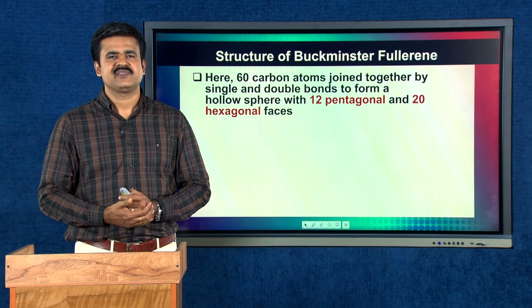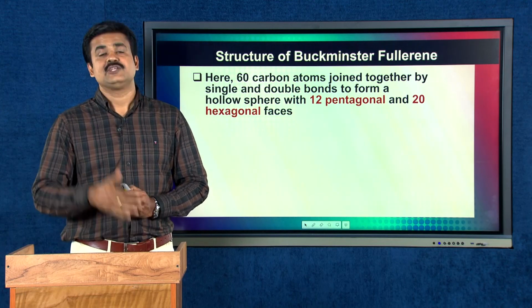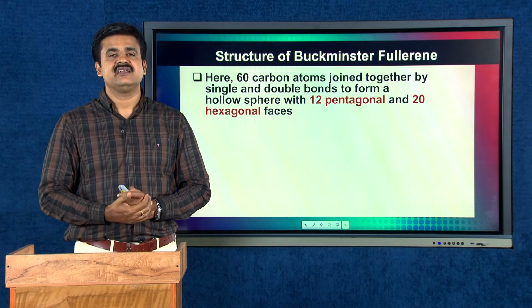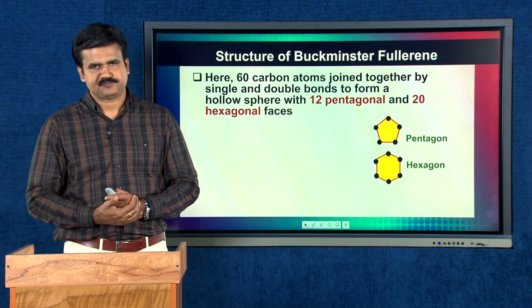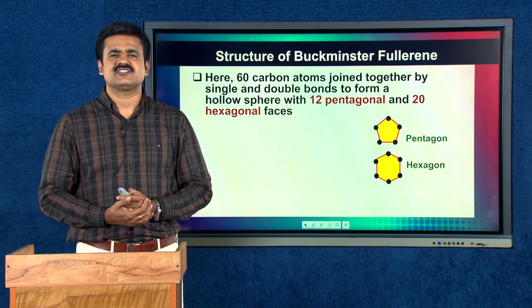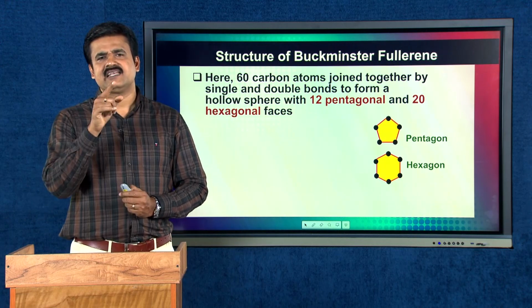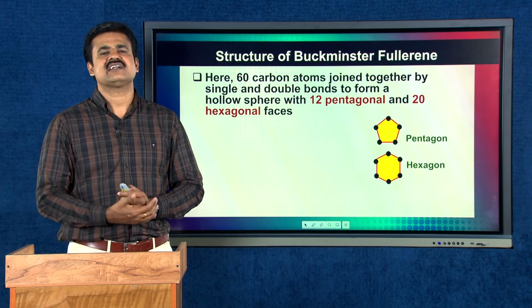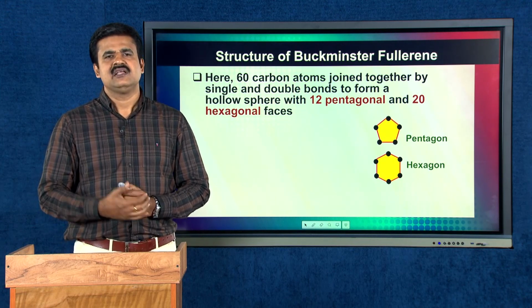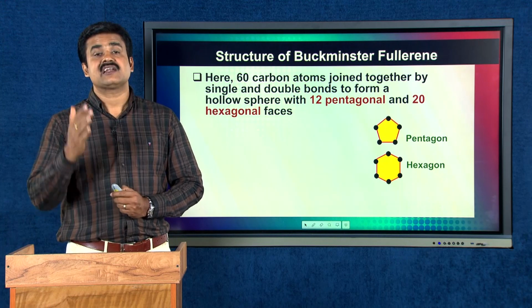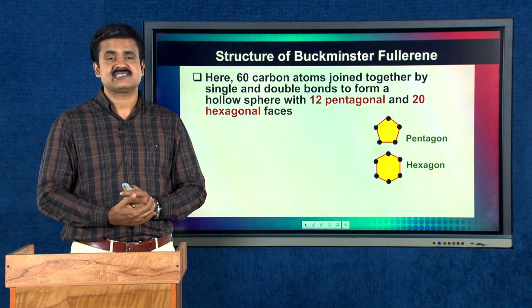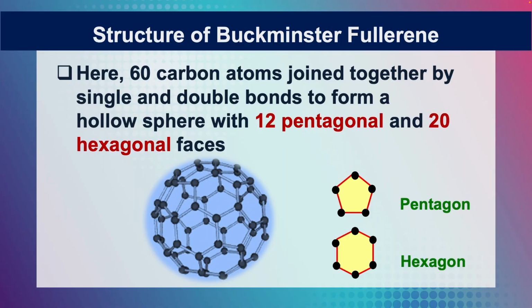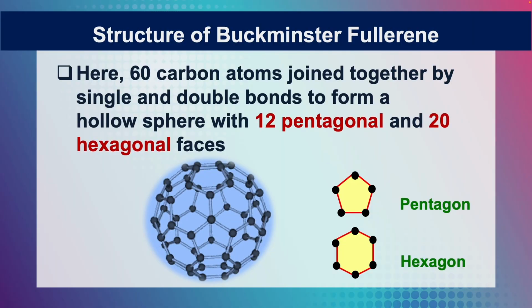That means C60 is comprised of 20 hexagons and 12 pentagons. The pentagon is shown here. It is a cyclic form that consists of 5 carbons, and the hexagon consists of 6 carbons. In Buckminster fullerene, there are 12 such pentagons and 20 such hexagons. This is the illustration of the Buckminster fullerene.